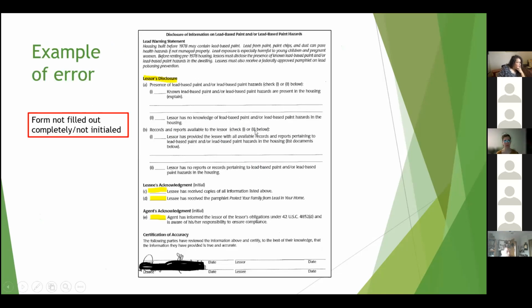But yeah, here's that example where you have the form and it's signed, but it's not initialed anywhere. So at the very least, it has to be initialed that the lessee, the tenant, has received the information in the pamphlet and that the landlord is saying that yes, there is known, or there's no known reports of lead.